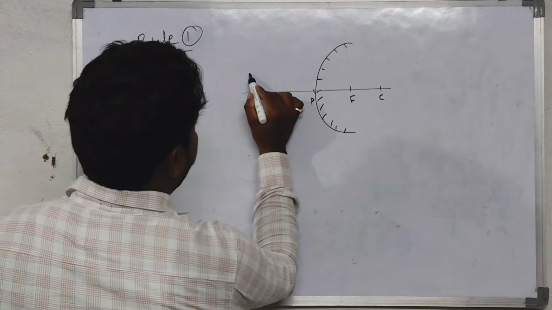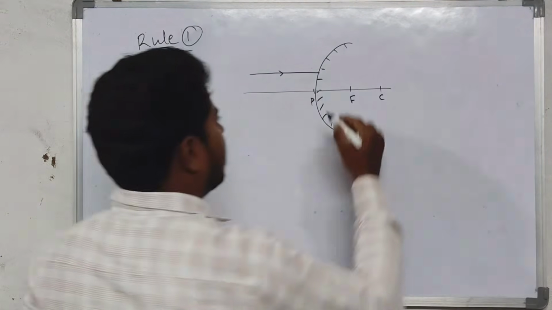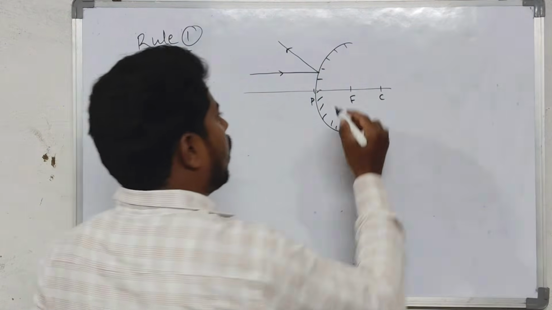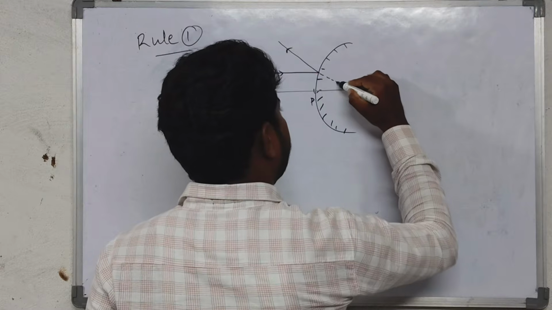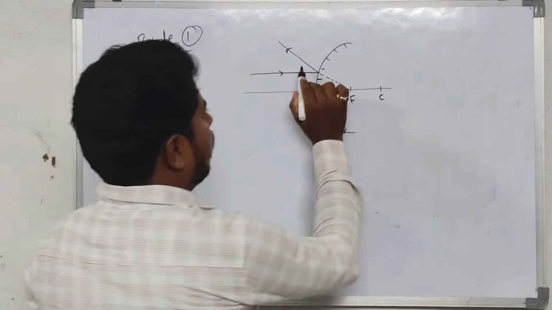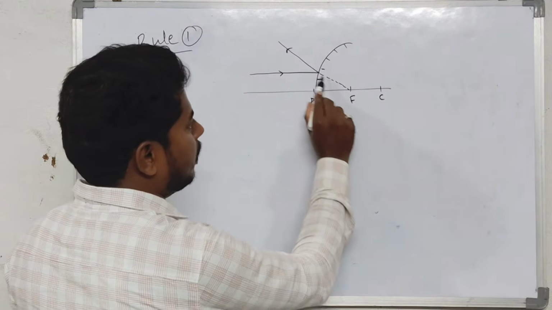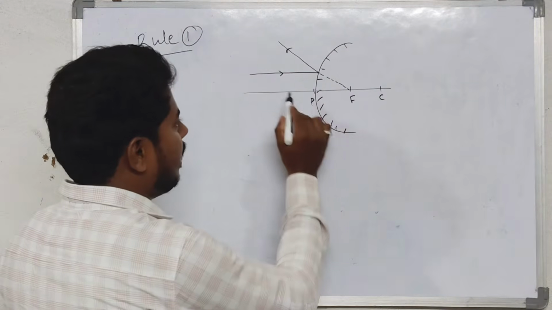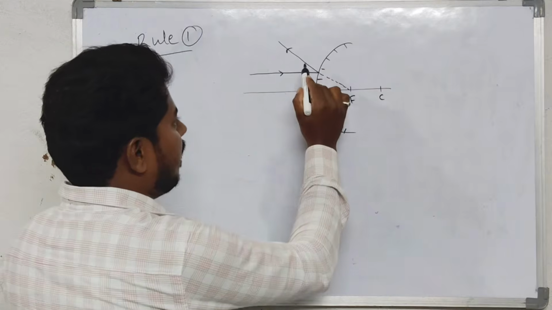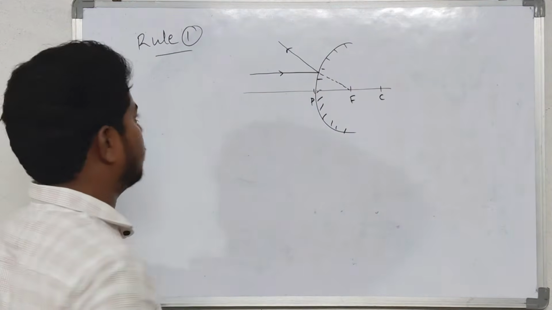A ray of light parallel to the principal axis gets reflected like this. If you extend a dotted line from here, it touches the focus. Then you can observe that after reflection, the reflected ray appears to be coming from the focus. A ray of light parallel to the principal axis, after reflection, appears to come from the focus. This is your first rule.